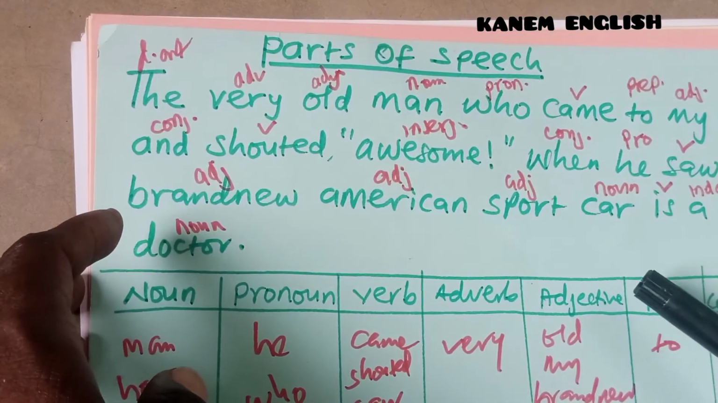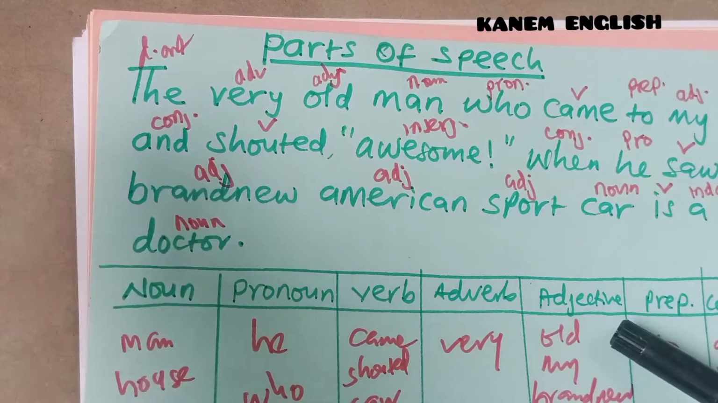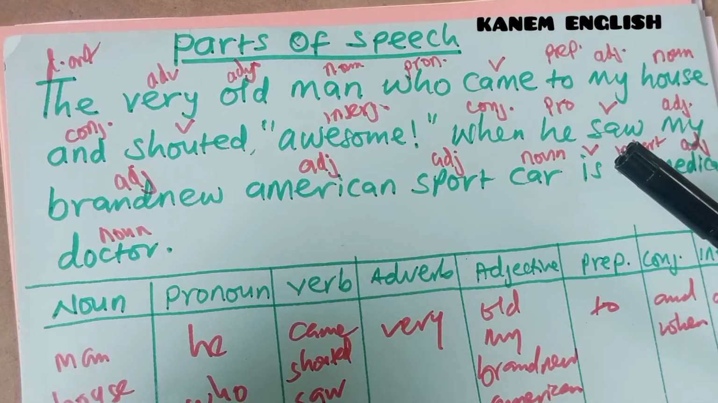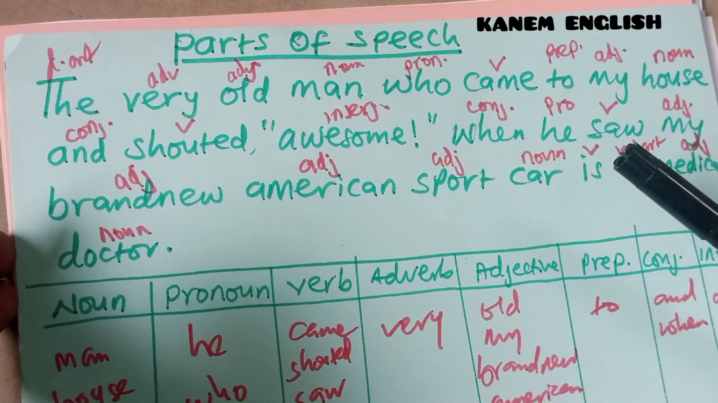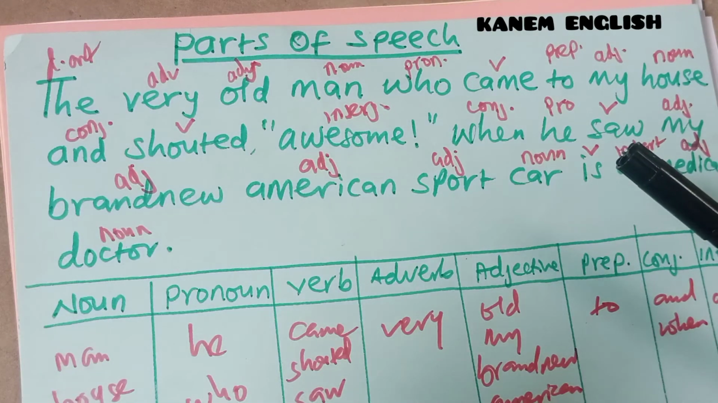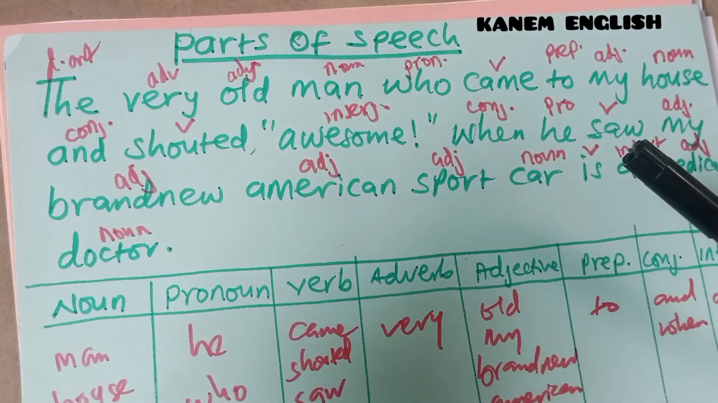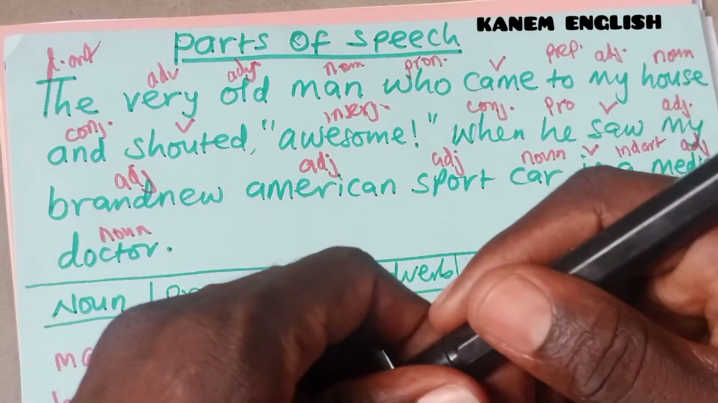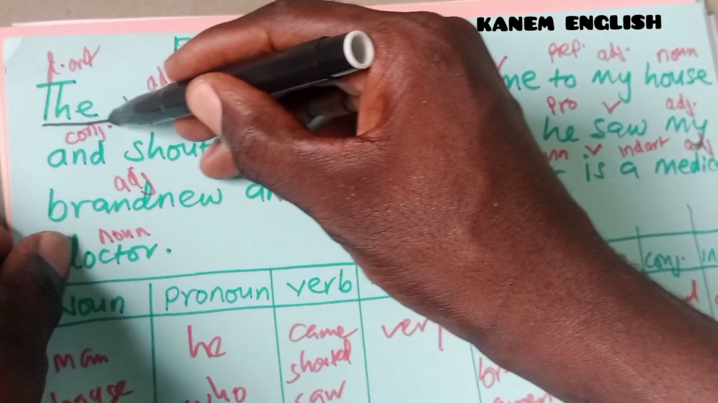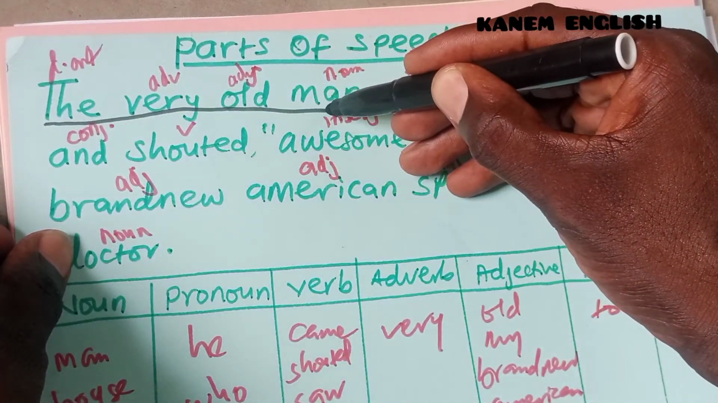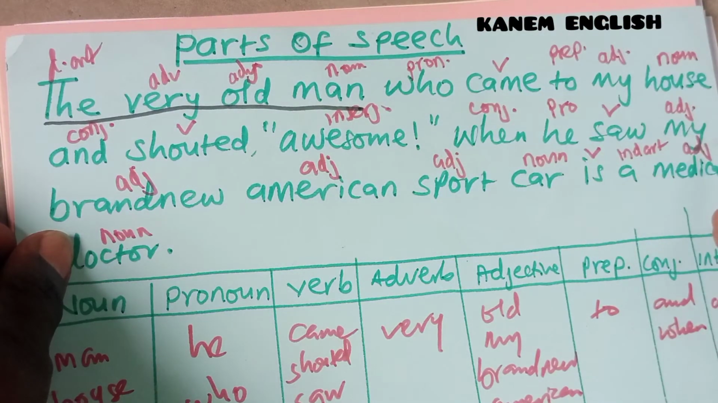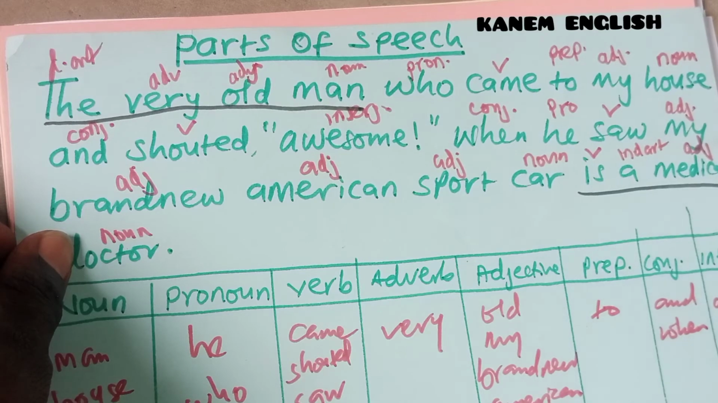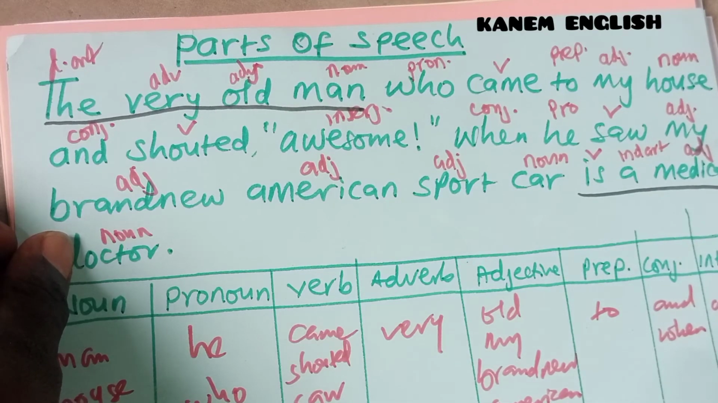So let's identify the clauses. In this sentence, we also have three clauses. We have one independent clause and two dependent clauses. If you start the sentence from the very old man, this is the independent clause: the very old man is a medical doctor. This is the independent clause used in the sentence.